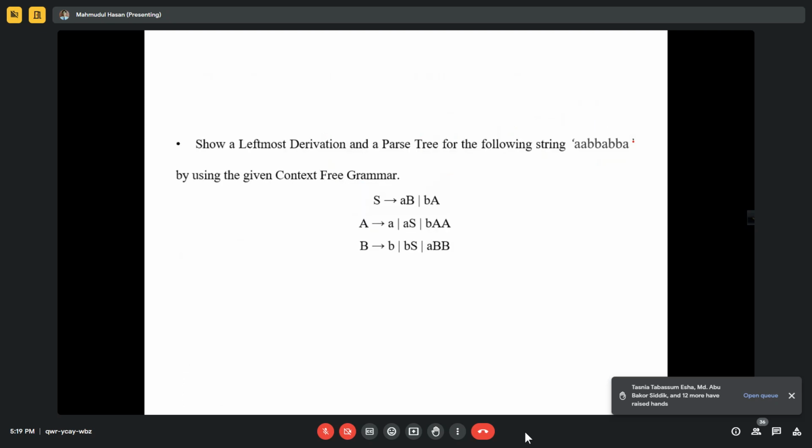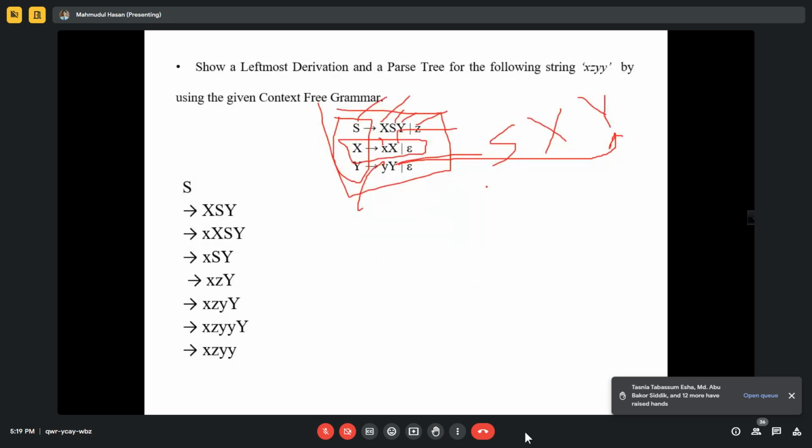So this one is your homework. Actually, this grammar is ambiguous. That's why it is possible to get more than one leftmost derivation. Okay, just a minute. So we need to draw the parse tree as well.